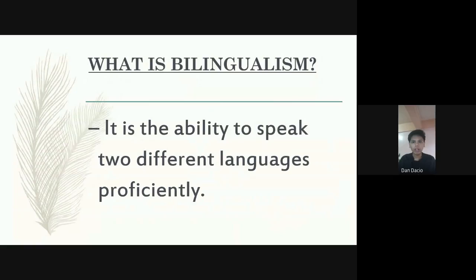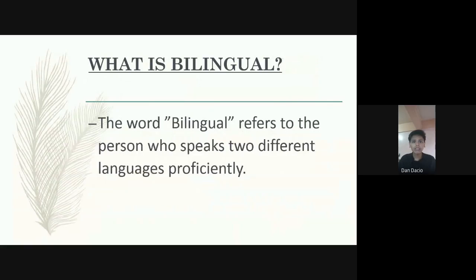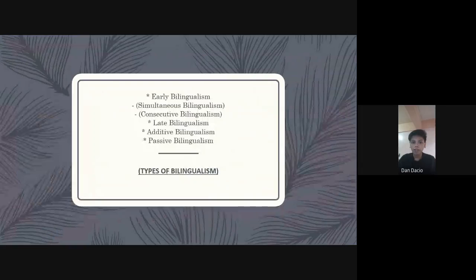What is a bilingual? A bilingual refers to the person who speaks two different languages proficiently. So if bilingualism refers to the ability, bilingual refers to the person who speaks two languages. So there are different types of bilingualism, which is early bilingualism, and under that, simultaneous bilingualism and consecutive bilingualism. Next is late bilingualism. Third, additive bilingualism. And fourth is passive bilingualism.